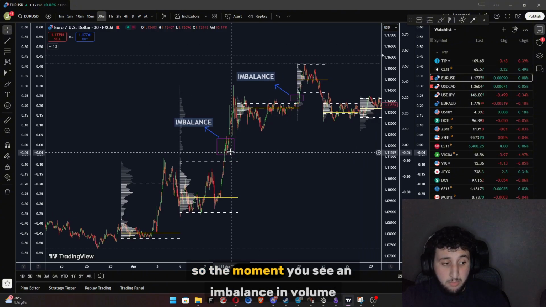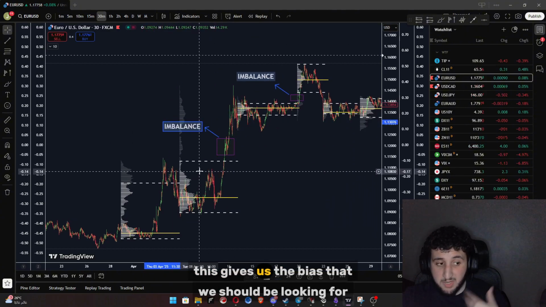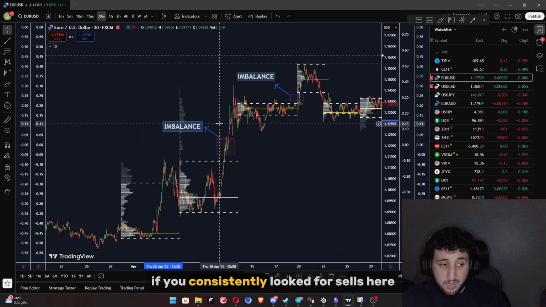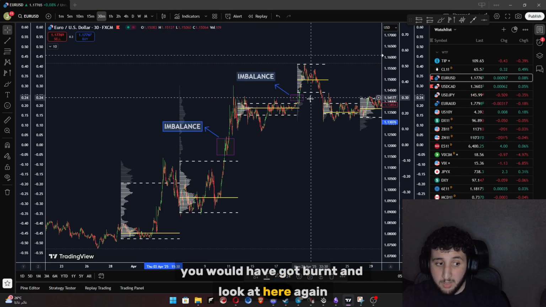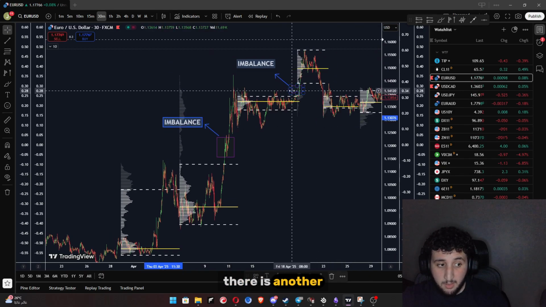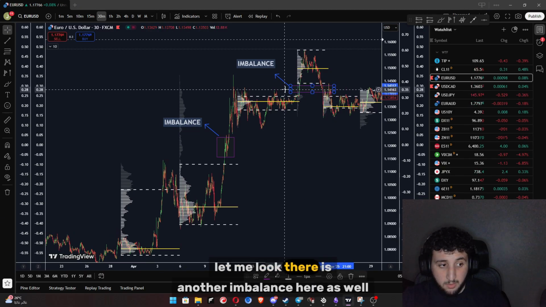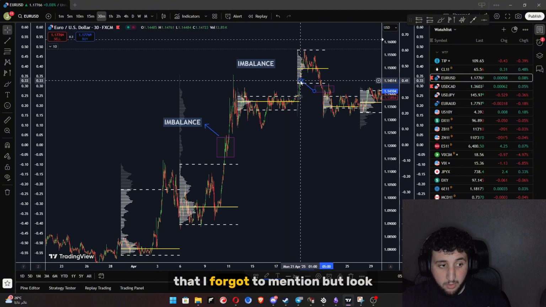Okay, so the moment you see an imbalance in volume, there is a huge imbalance in volume over here. This gives us the bias that we should be looking for buys. And if you can see here, if you consistently looked for sells here, you would have got burned. And look at here again. There is another imbalance here as well. There is another imbalance here that I forgot to mention.